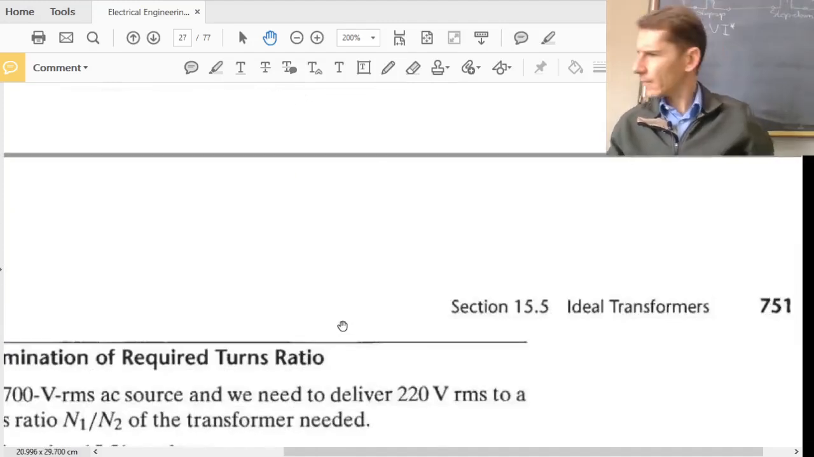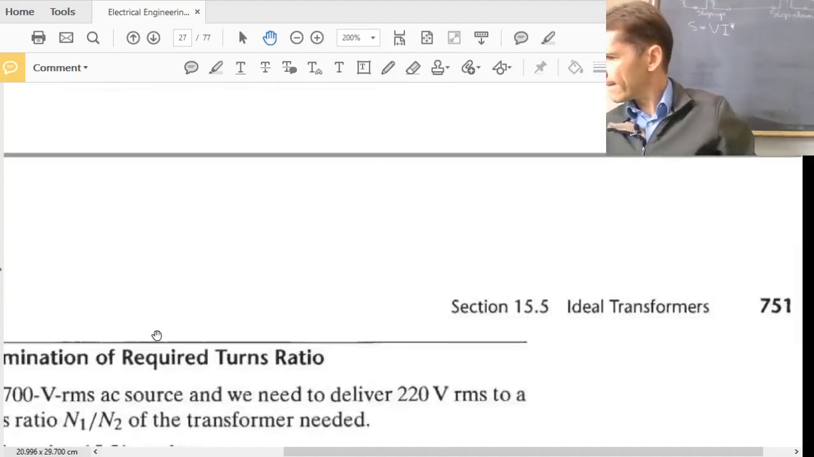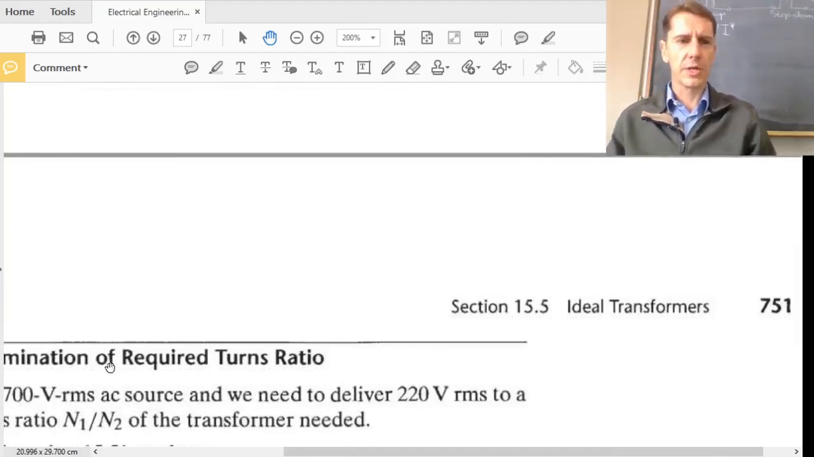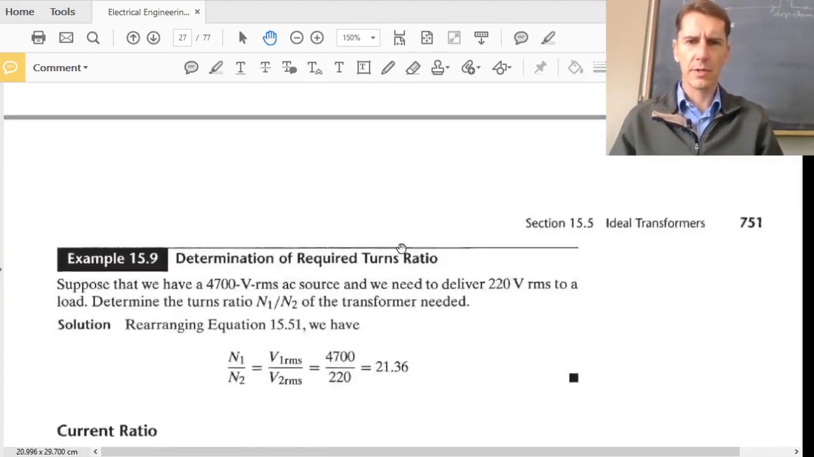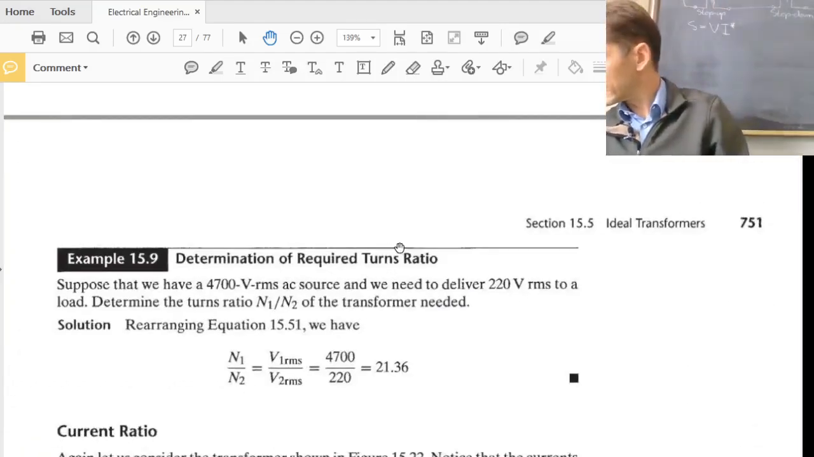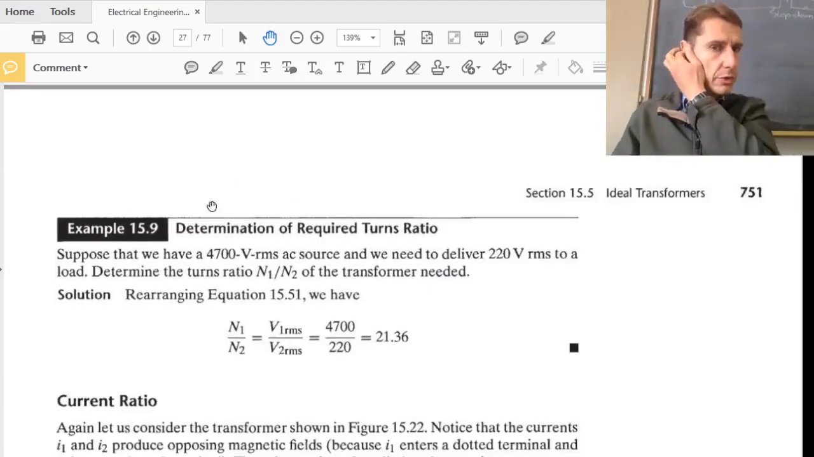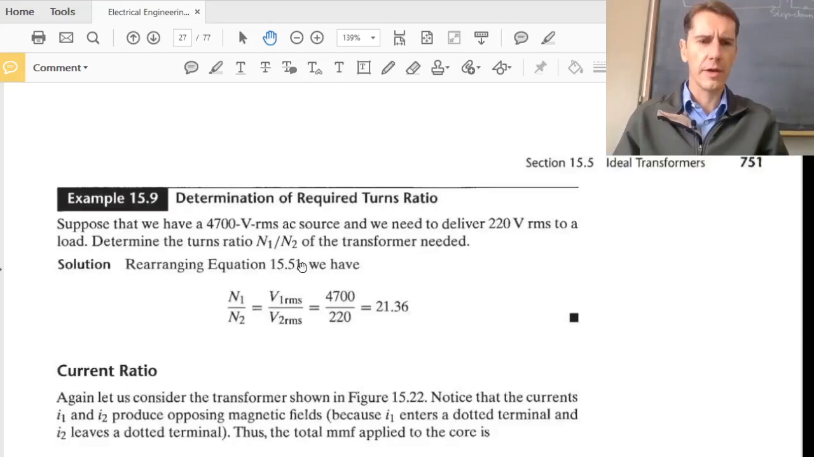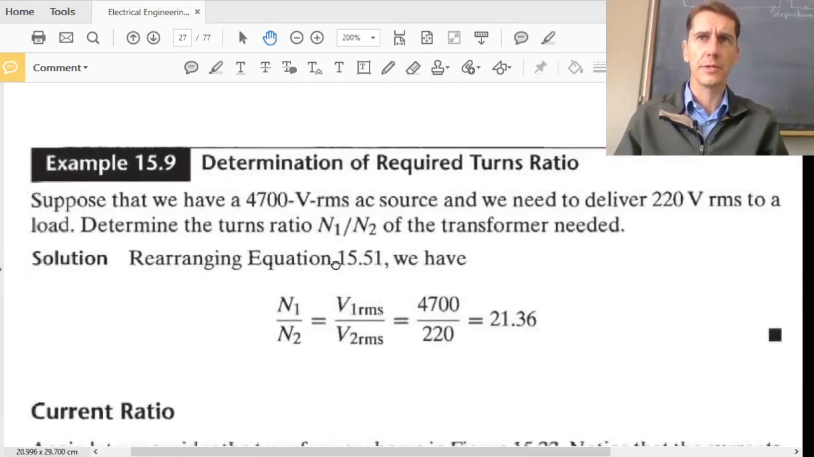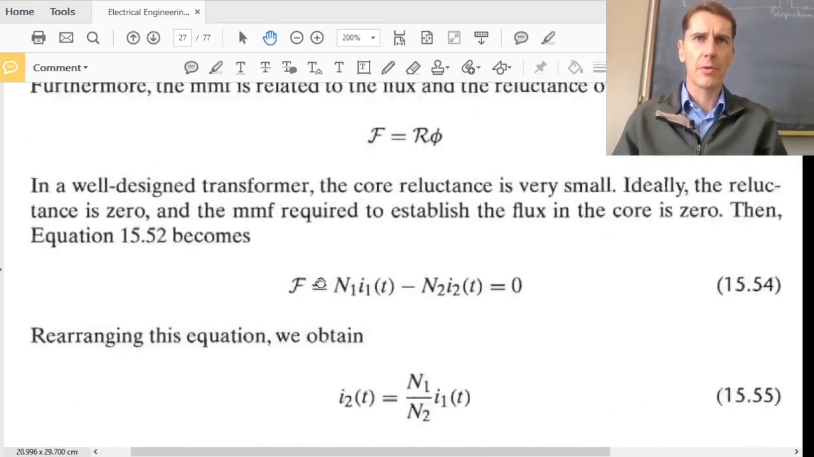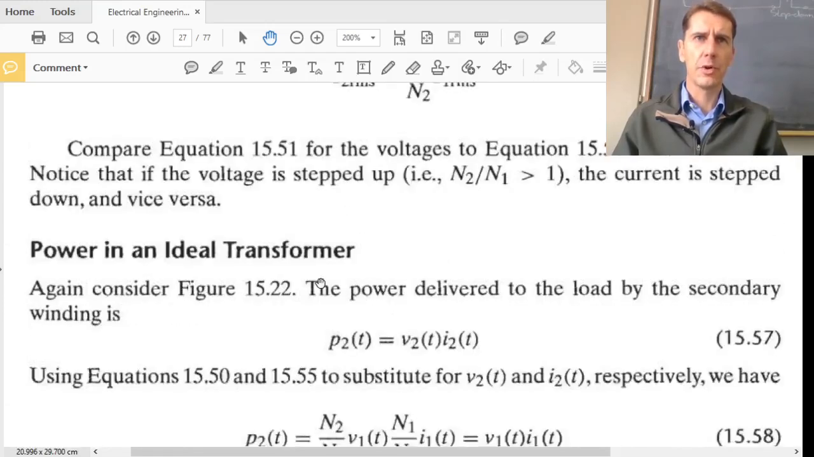I want to then jump. We're going to skip the current, determine the turns ratio. Do I want you to look at that? Yes. So you can go and work through example 15.9. Nothing I can add there. You just read it, you do it. I want to skip current ratio and jump to power.